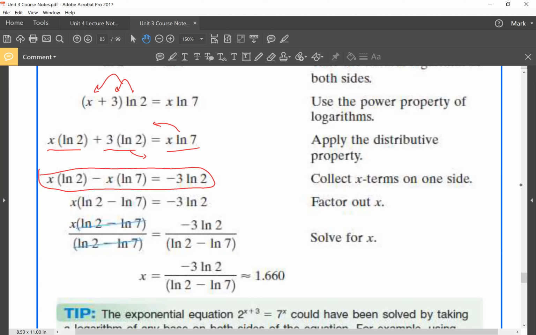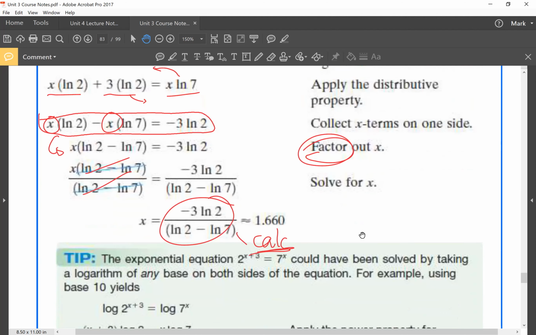What we would do next is factor, everybody's favorite thing, factoring. Here they're factoring x out. If you remove an x from both of these, you end up with ln 2 minus ln 7, and then just divide both sides by that number. And by the way, guys, you have to do this in your calculator. It's the only way to do it.